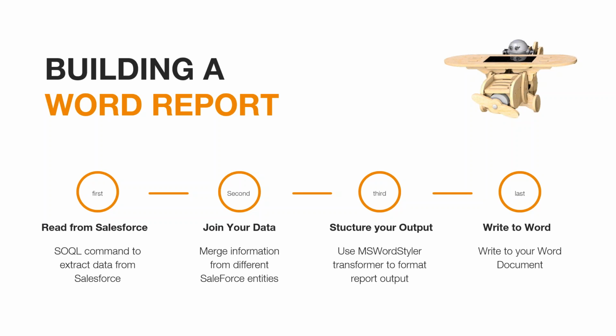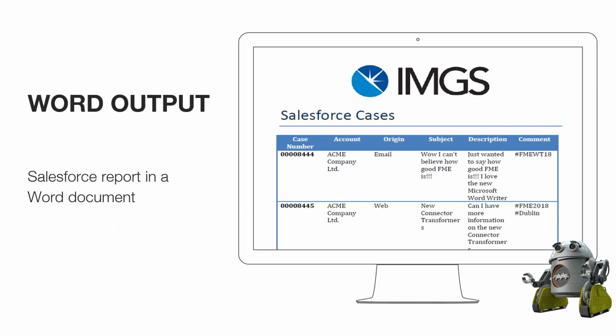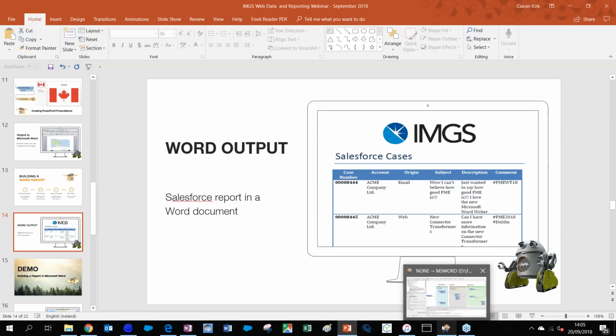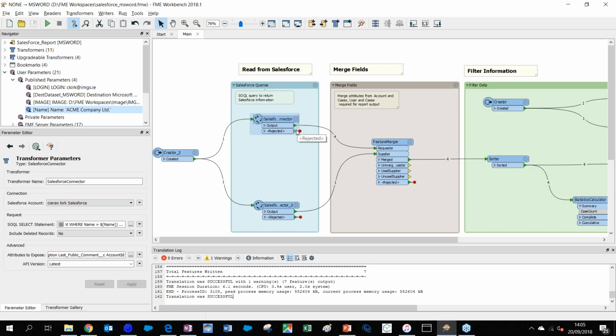So I'm going to jump out of my PowerPoint here, and then you'll see something like this, which is the Salesforce report in a Word document. So we're going to combine the web connector and the reporting into one option. So if I jump out and jump into my FME, you can see I have my little report here all set up already.